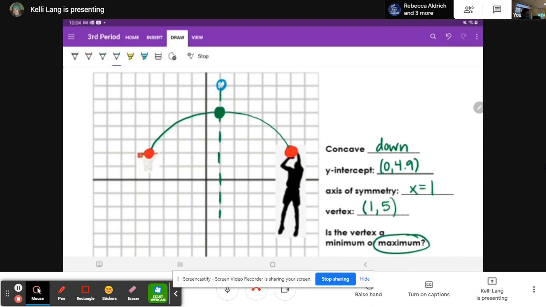Let's say I wanted to put my vertex up here a little bit higher. All that means is that the shooter of this basketball is arching it more. It's going to be more like a rainbow. It's going to be a lob way high up into the air, and it's going to come back down and make it. That is fine.